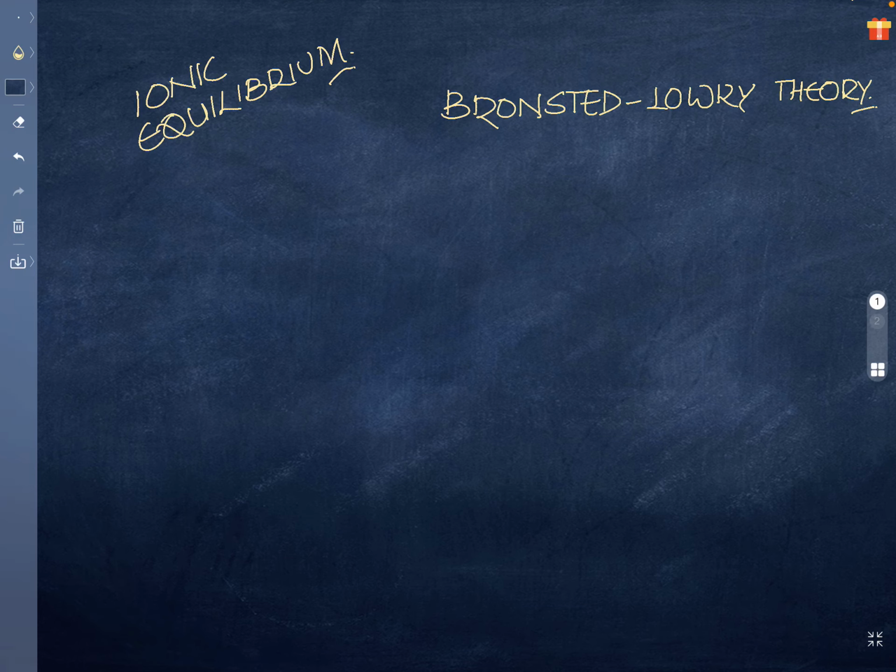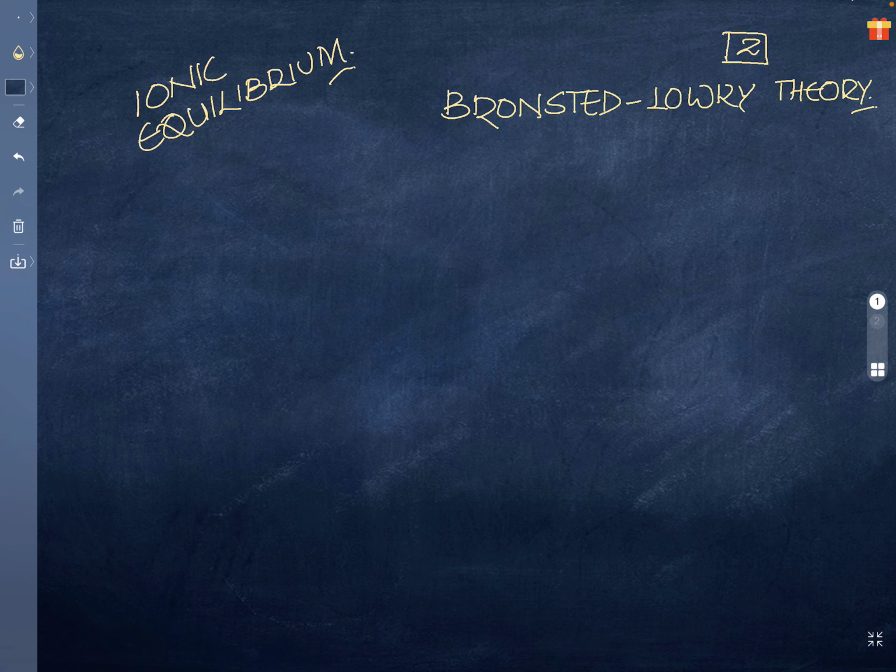Welcome to Ionic Equilibrium class. In this session, we will go with Bronsted Lowry theory. In the last one, we were discussing Arrhenius theory. This you can say is part 2. Concept of acids and bases. Very relaxedly we'll learn.